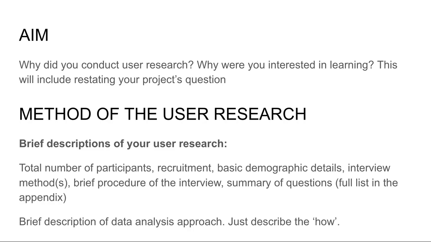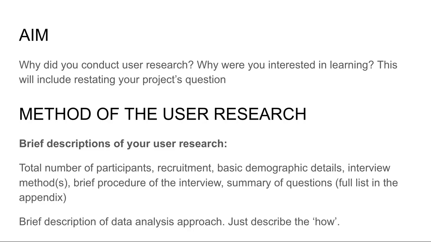So the aim is basically a couple of sentences, so it shouldn't be more than that. It's about why you conducted the user research. Basically, we conducted user research in order to learn about, okay, so what were you interested in learning and why, and of course this is about restating your project's question.